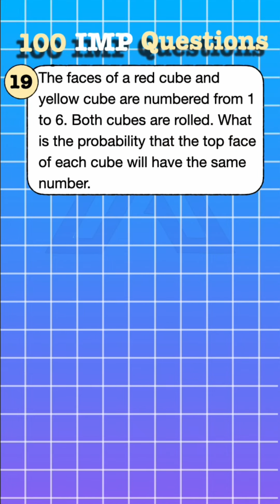Let's start 100 question series. Question number 19. The faces of a red cube and yellow cube are numbered from 1 to 6. Both cubes are rolled. What is the probability that the top face of each cube will have the same number?